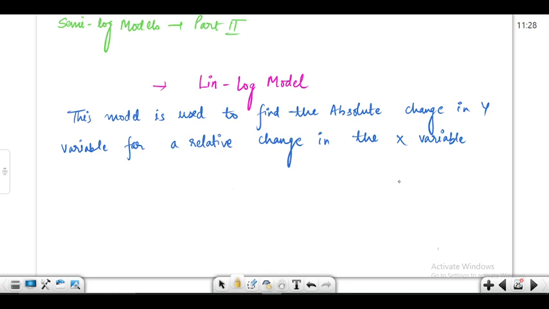I hope you remember the previous video where we discussed the log-lin model, and we saw that your beta 2 was representing the relative change in your y variable for an absolute change in your x variable. This is the opposite of that model. So in here we'll be getting an absolute change in the y variable for a relative change in the x variable. Okay, that is the use of this model.